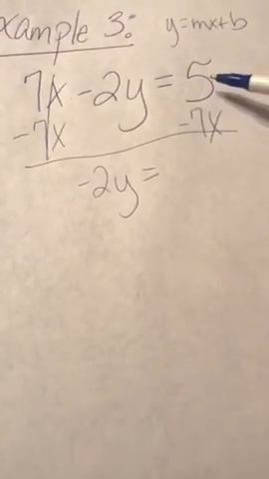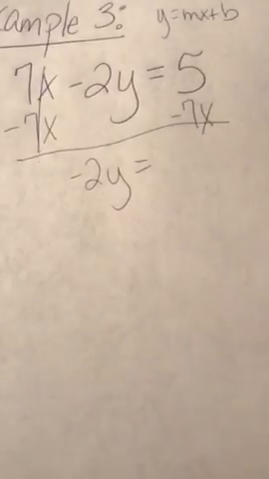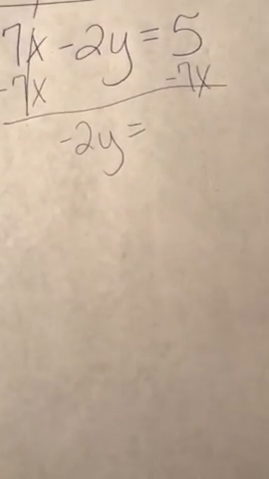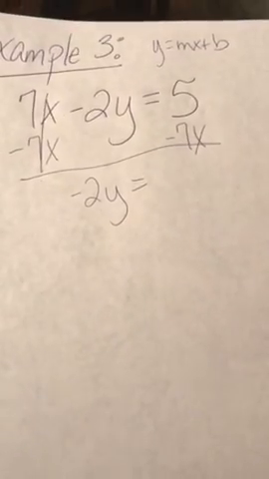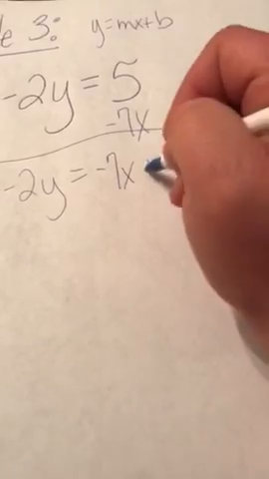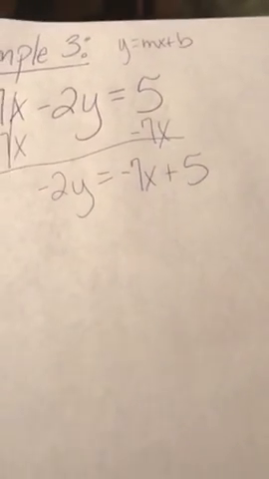All right, if I have 7x's and I take 7x's away, I'm left with nothing. I bring down my negative 2y because I'm doing nothing to it. And then, just like I said in the last two examples, 5 and negative 7x are not like terms. I cannot subtract them or add them. I'm going to simply bring them down, but I'm going to bring down the term that has the variable x first because that is the form I need it in.